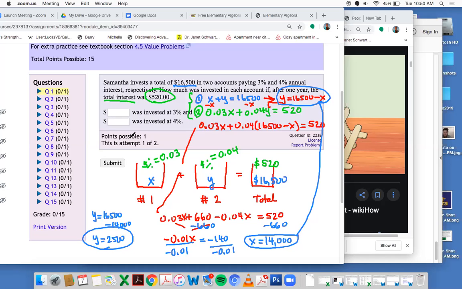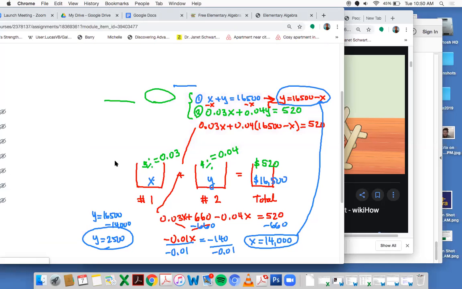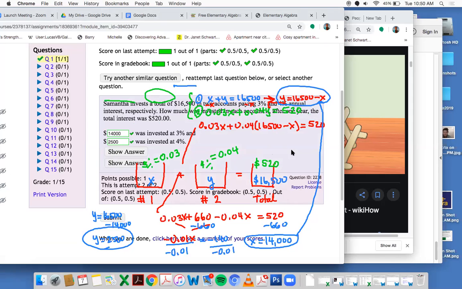All right, let me type it in. Okay, so 14,000 was at 3%. So that's the x value with the 3%. And 2,500 was with the 4%. Okay, let's submit it. And it says it's correct.